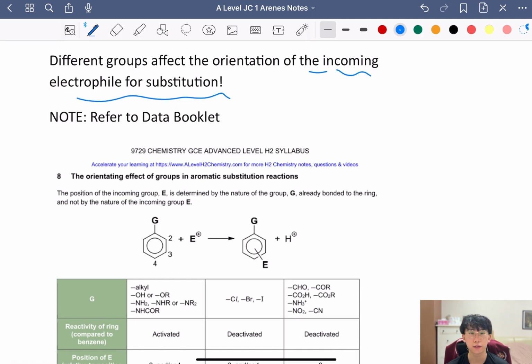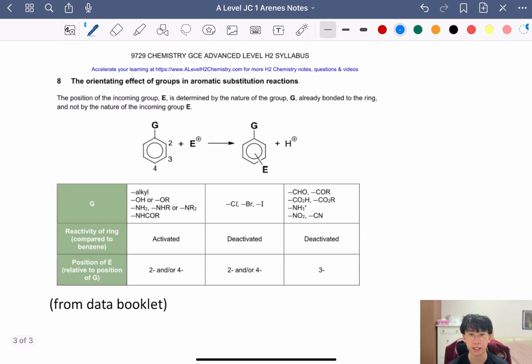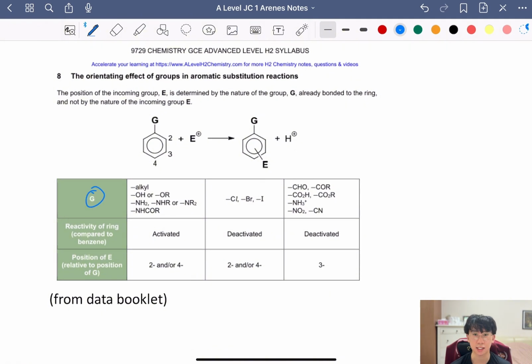Now also do take note that different groups also affect the orientation of the incoming electrophile for your substitution. For this, you don't need to memorize it because everything is in the data booklet. Here I've attached a crop out of the data booklet, and how you would use it is that, let's say you have a certain group G over here that is the substituent. Now you can tell whether it's an activating group or a deactivating group by this middle row, and you can also tell the position of the electrophile attack based on the position of G.